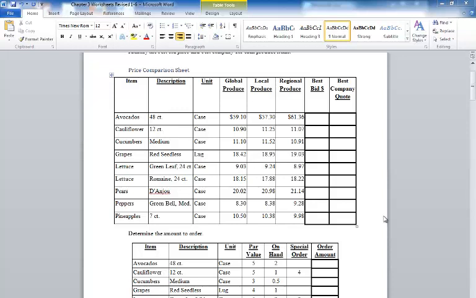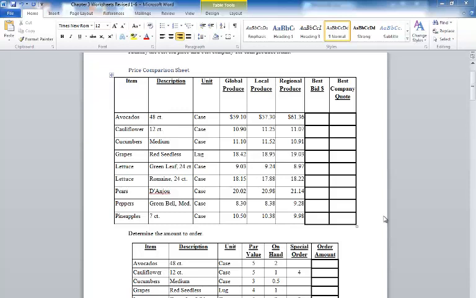In the hospitality industry, it's common that we may order product from multiple vendors. So I've created an exercise to illustrate this point, and then also to show you how to determine the amount to order and write up a requisition for that order.